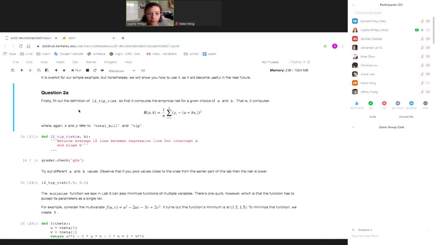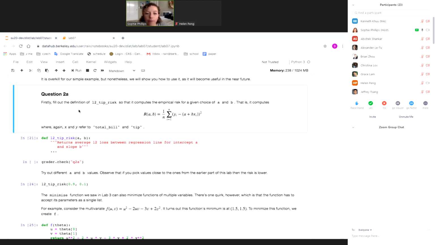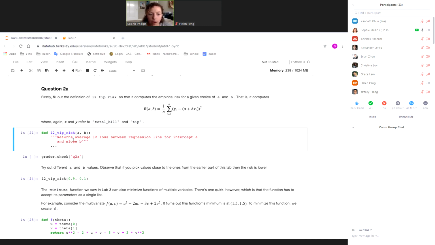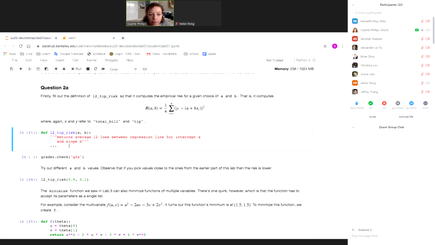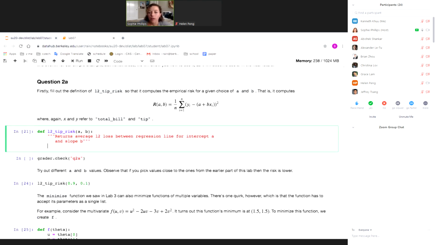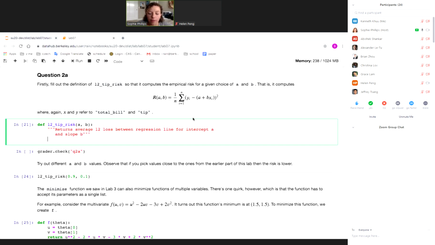So let's use this function to minimize this L2 tip risk. When we say L2, it's using the L2 loss function, and it's finding the empirical risk, which is the average value of the loss function across the entire data set. So our first step is to create this function L2 tip risk, which returns the L2 loss for the regression line with this intercept and slope.